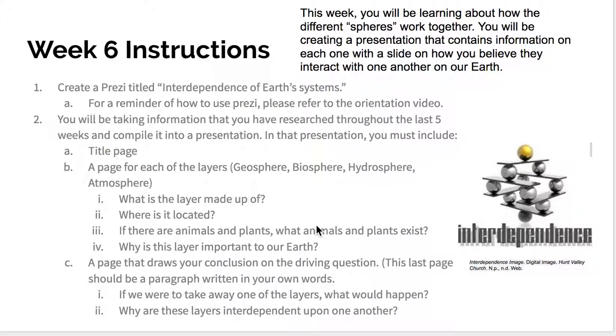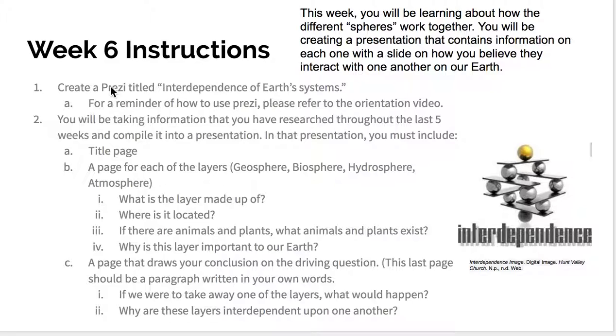Well, a key term that I want you to really think about is called interdependence. And interdependence is when things work together. So think about the different parts of the word. Inter is within, and then dependence is working with one another. So things working together. So that's what you're going to be thinking about this week as you create your Prezi.